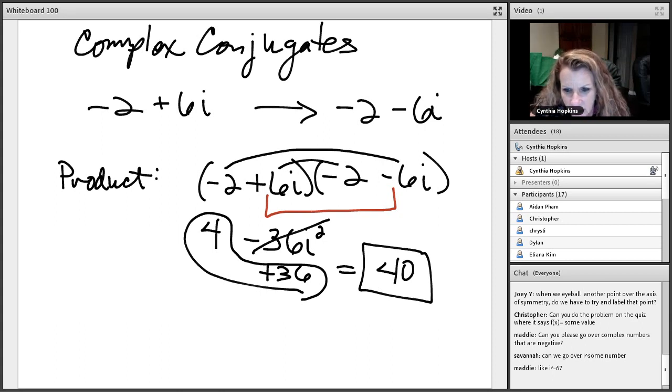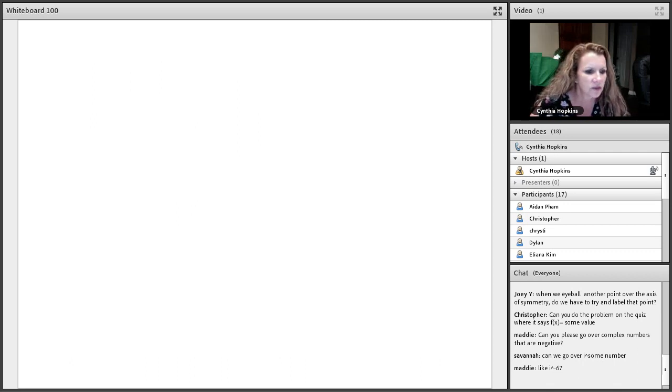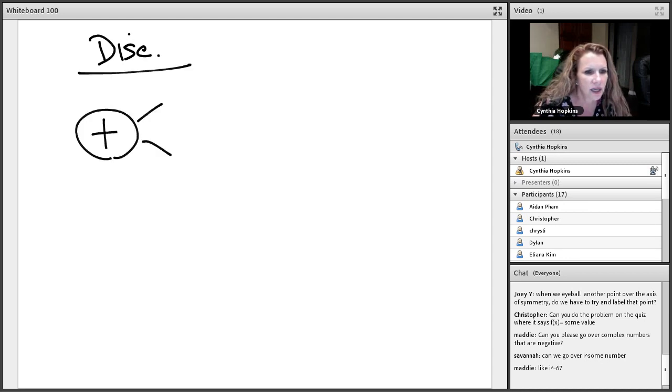So Christopher is saying, can I please do something where we name what the answers are going to be like based on the discriminant? Yes, that's a great idea. So let's summarize the chart, shall we? Your discriminant can be one of 4 things. The positive discriminant can either be a perfect square, I'm going to abbreviate PS, or it won't be a perfect square.